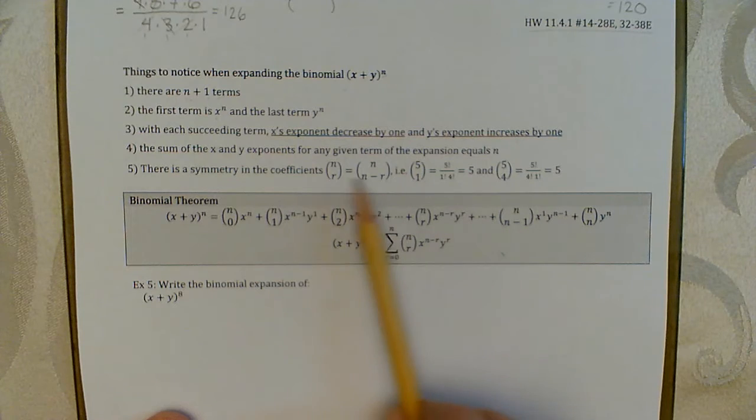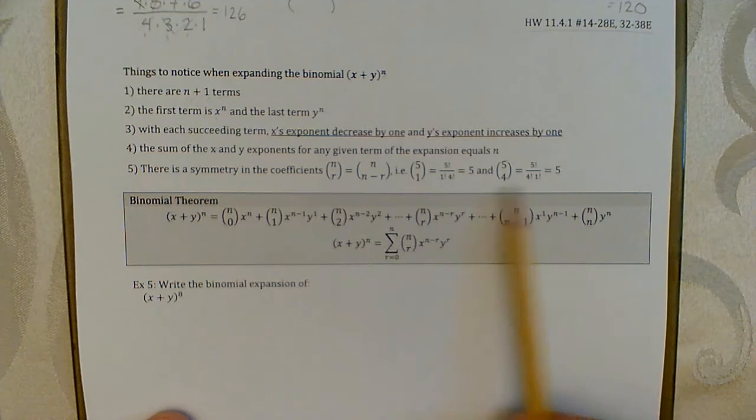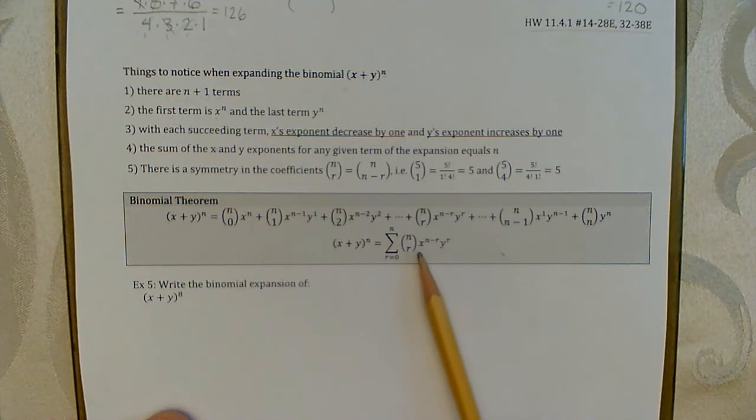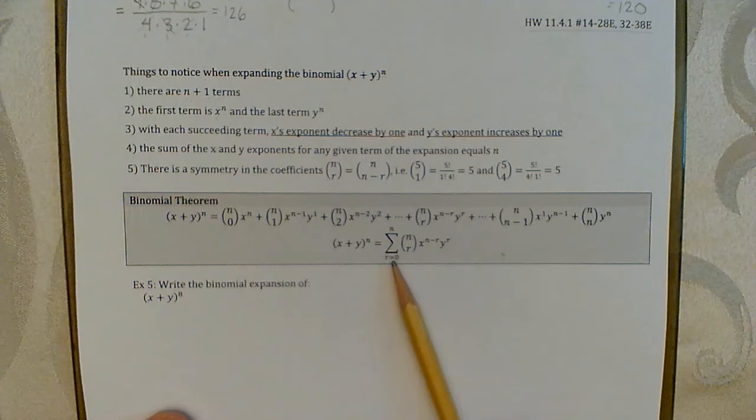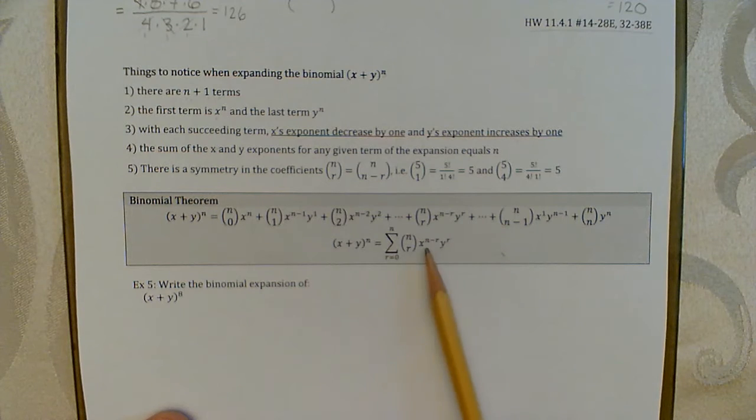So we can combine this whole thing into a nice formula here with a sigma or summation notation. Remember, the summation notation is going to generate a lot of terms, right? It's going to start with 0 and go up to n. That's going to be n plus 1 terms.